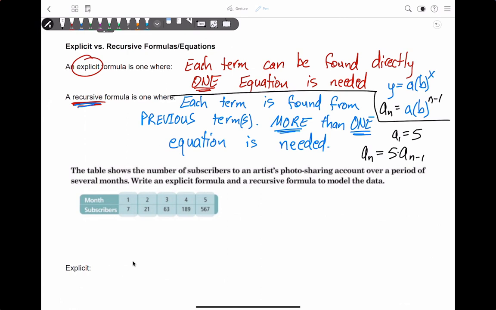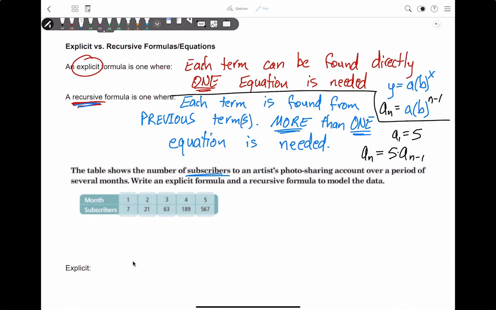But this is recursive formula versus explicit formula. Okay, so let's keep going. We're developing this understanding. Let's look at our first example. It says the table shows the number of subscribers. Let me go ahead and highlight that.